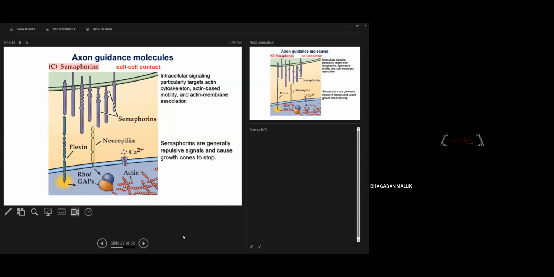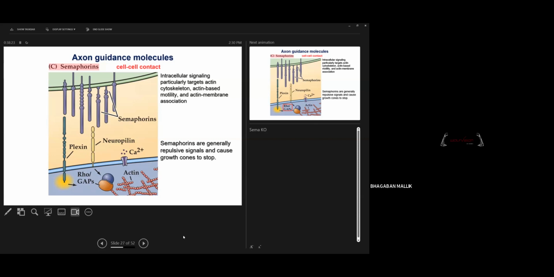Some repulsive signals are also present in cell to cell contact models. Here this is one axon, this is another axon, and they are interacting with each other through a specific type of receptor. In this axon, you have semaphorin, and in this axon, you have neuropilin or plexin. We know from previous lectures that plexin interacts with semaphorin, and semaphorins are generally repulsive signals. So one cell is sending the repulsive signal.